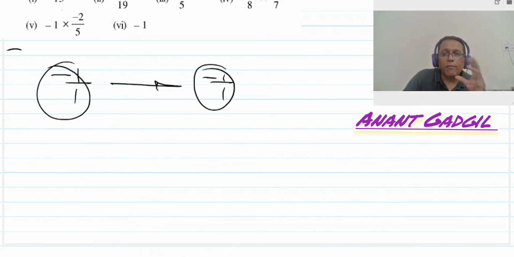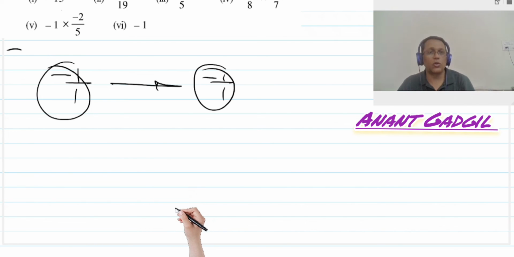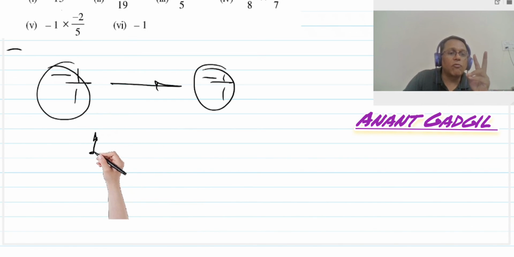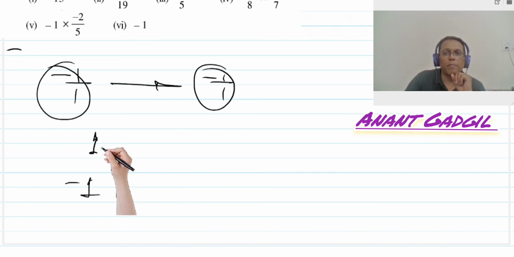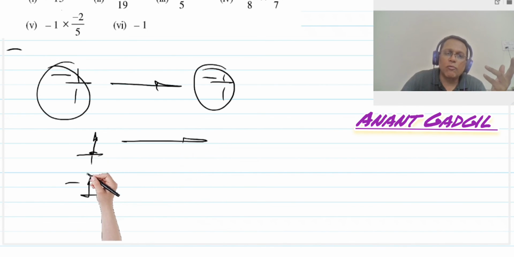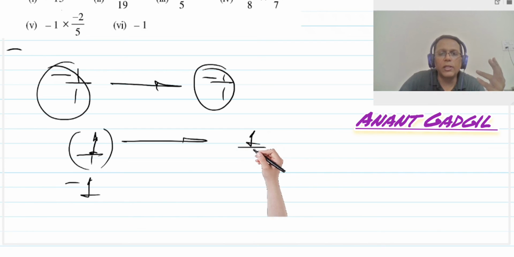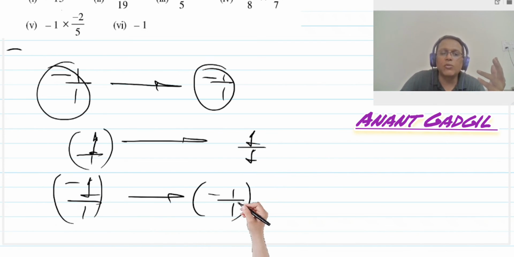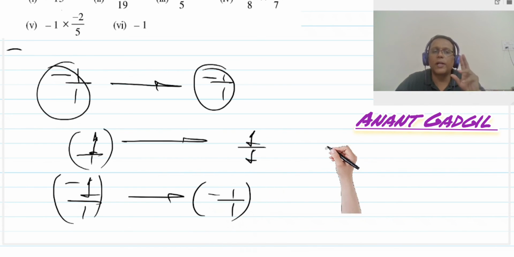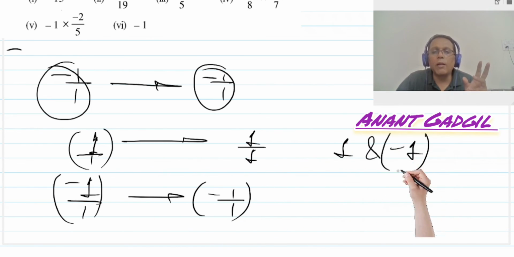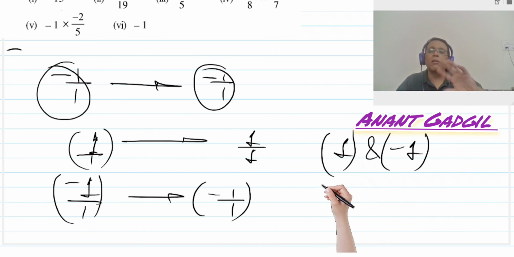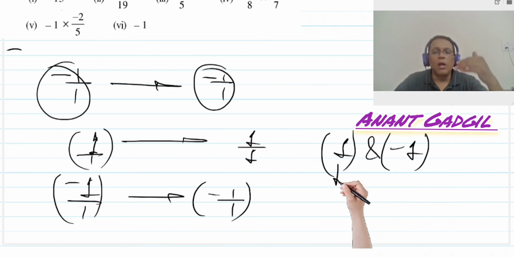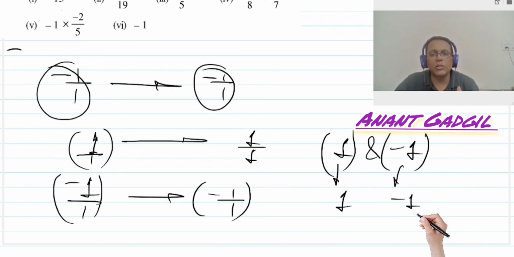So if we are asked, tell me which numbers have their reciprocals or multiplicative inverses the same. So the two numbers are 1 and minus 1. What is the multiplicative inverse of 1? Because it is 1 by 1, right? So 1 by 1 remains 1 by 1 only. And also minus 1 by 1 remains minus 1 by 1, even if we interchange the numerator and denominator. So these are the two numbers, 1 and minus 1, whose multiplicative inverses are the same numbers. 1's multiplicative inverse is 1, minus 1's multiplicative inverse is minus 1.